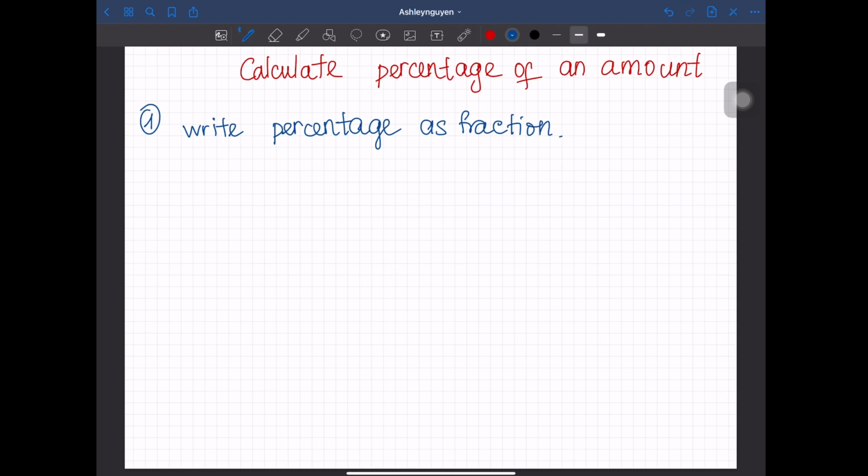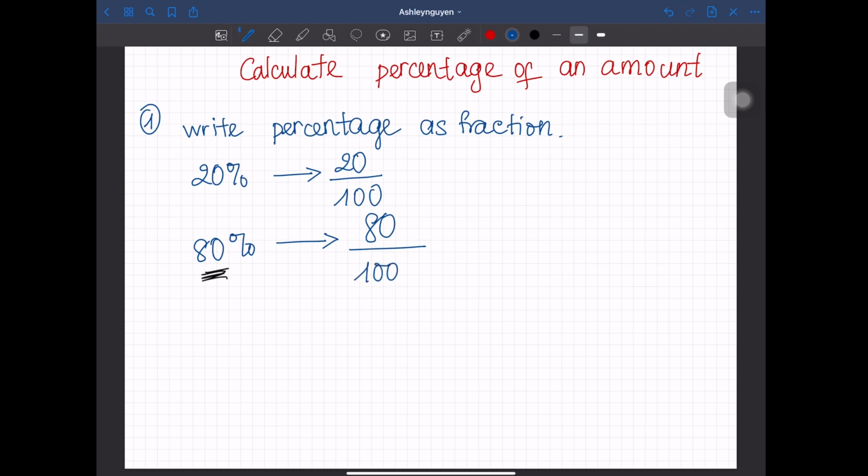How to write percent as a fraction? For example, 20% in fraction form would be 20 over 100. 80% would be 80 over 100. Percent means how many parts it covers in 100 parts. So 80 over 100. What about 15%? 15% would be 15 over 100.